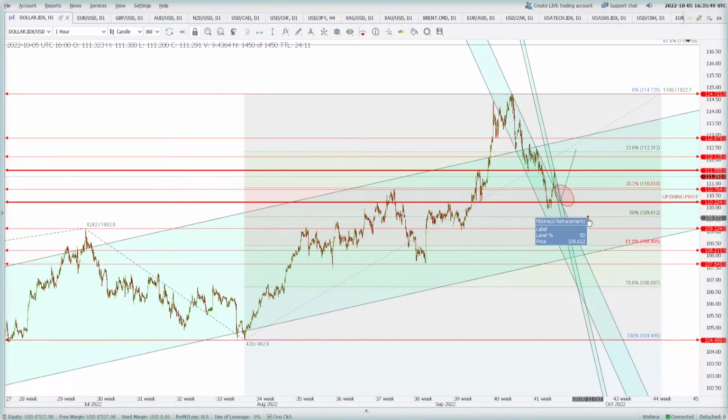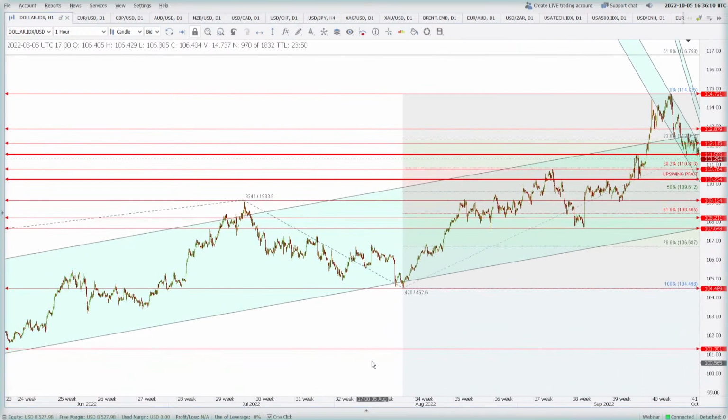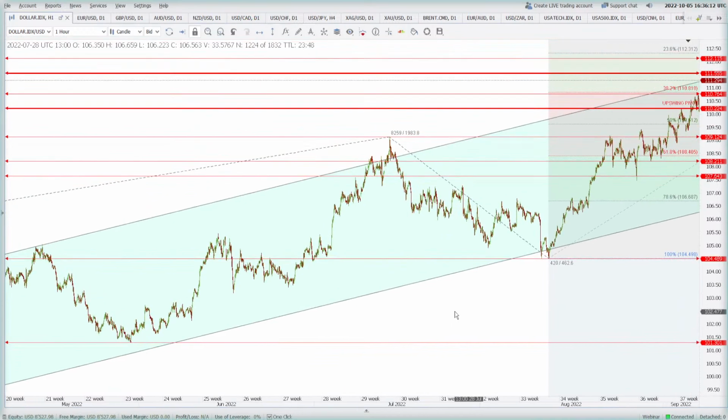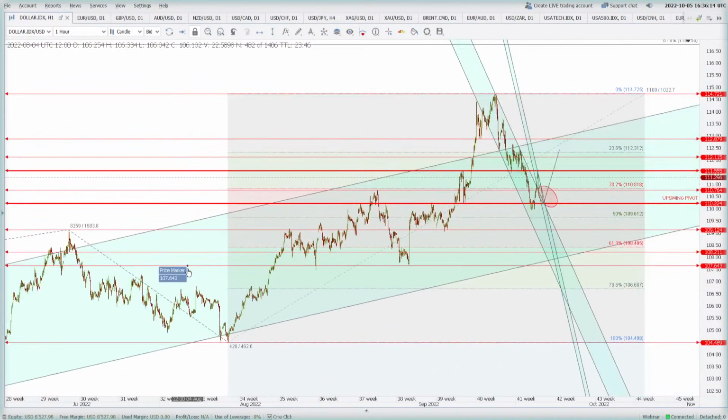All right, 50% is approximately at around 109.57. 61.8 is 108.40, which is in line with 108.21. So this is the maximum where we will expect the price to retrace, and 109.61 is the level where the price may retrace. Okay, this is 1 hour. I'm sorry guys, this is 1 hour.